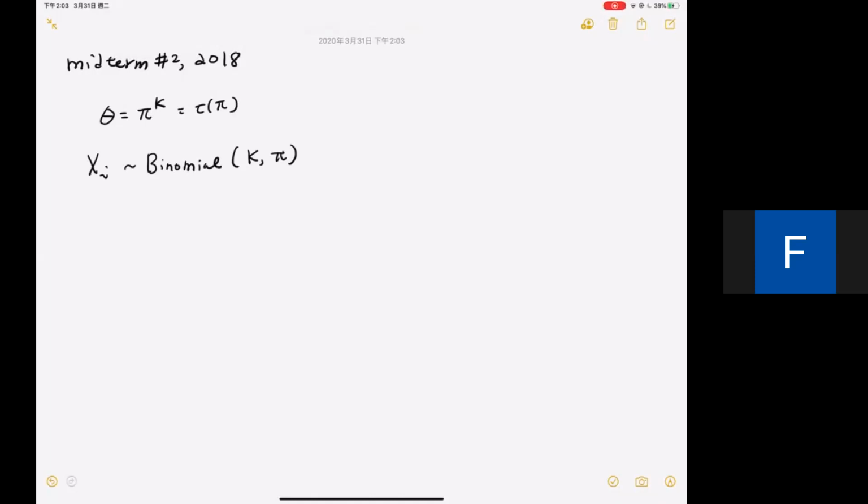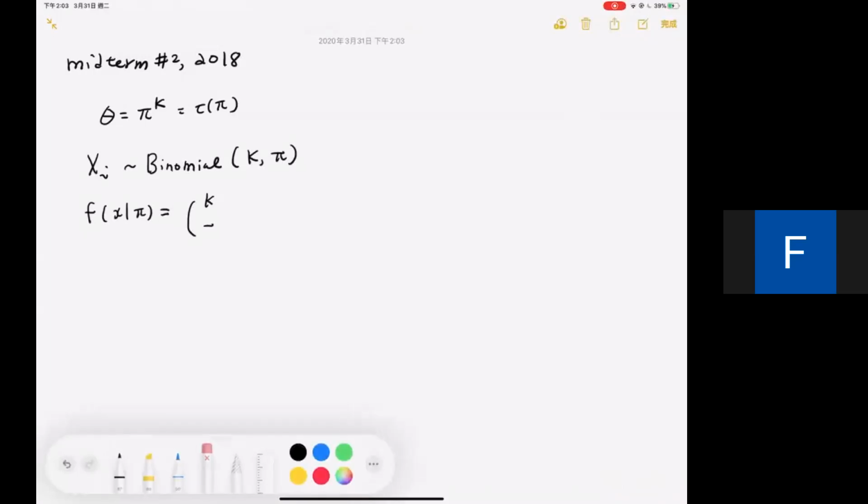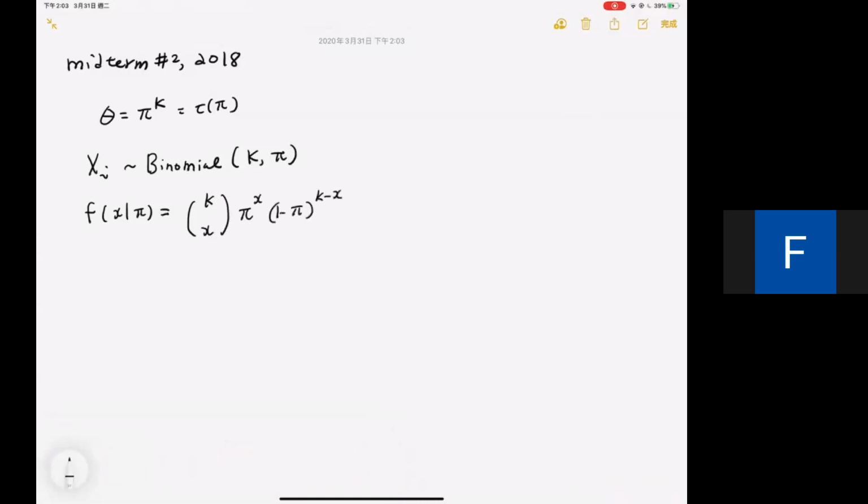The reason why we see that the PDF given pi is k choosing x, not k choosing pi. Oops, k choosing x. Okay, k choosing x, pi^x, then (1 minus pi)^(k minus x). This is the binomial PDF.